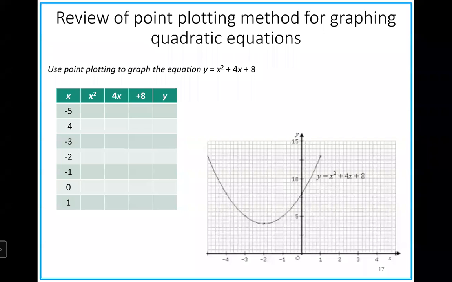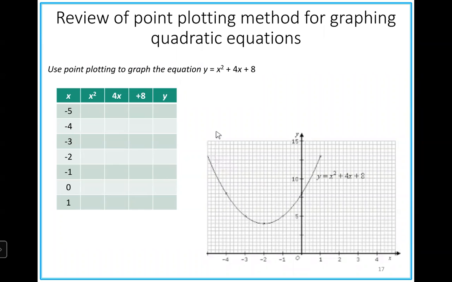The method that we used initially was what we call the point plotting method. When we talk about point plotting, basically we get some points that are given to us for the x-axis, and we substitute those values into the equation that's given to you and work out what the y coordinate should be. And then we plot that and join them together to make, in this case, what is called a parabola.